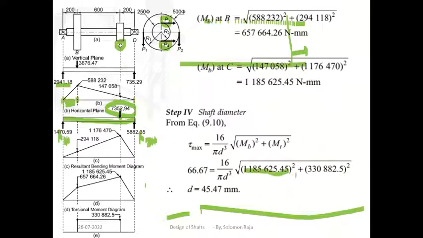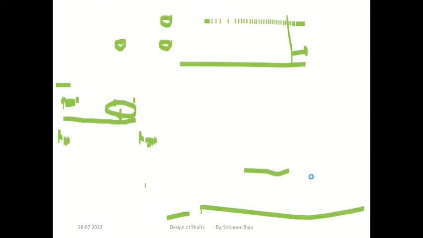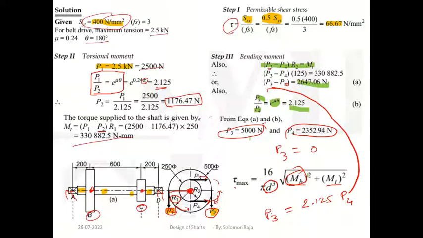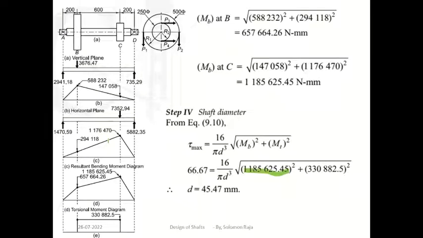Okay. MT value already we have, 330. In the previous slide we got the MT value. So this is the MT value we already have. Now the MB values, we have two values: 657664 and 1185625. The maximum value is 1185625. So take the maximum value and put it as the MB value. Now we have all the values.